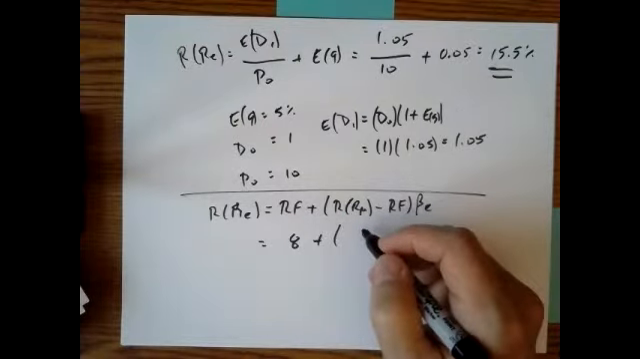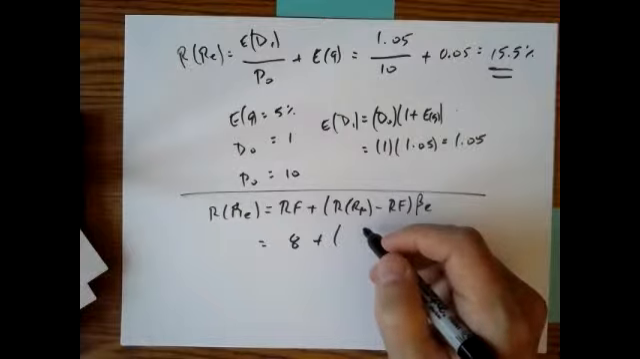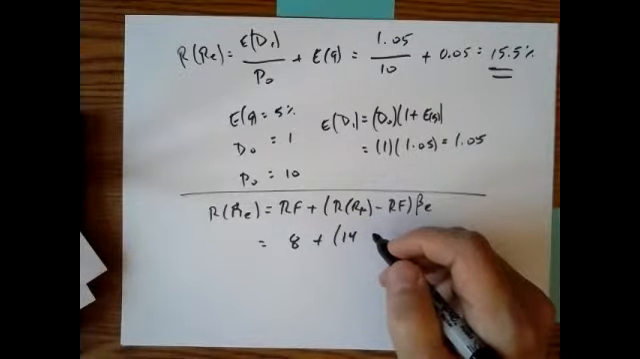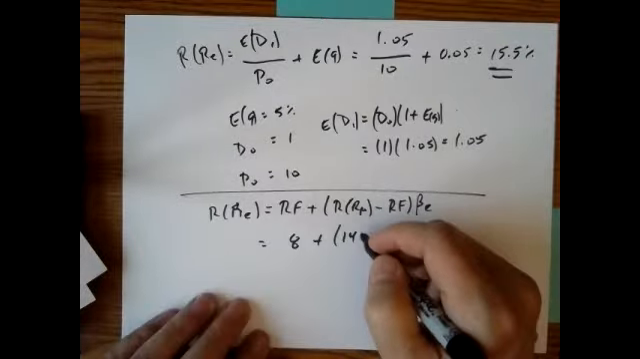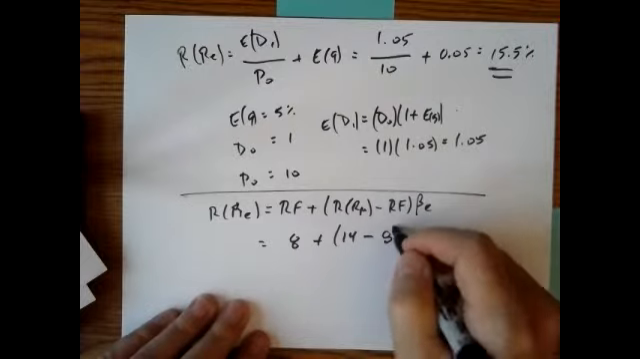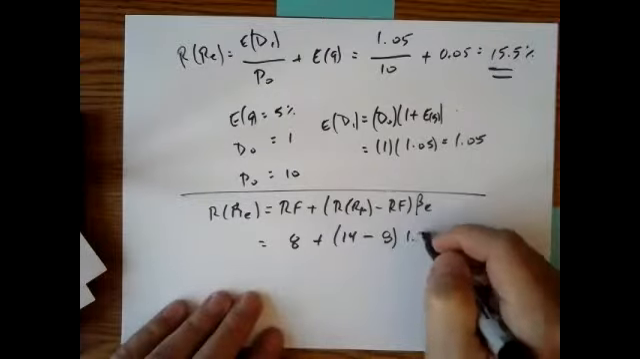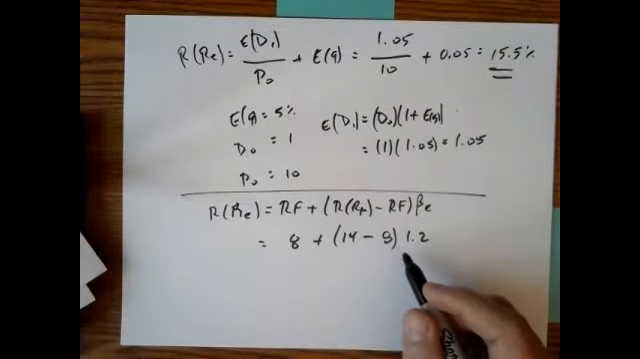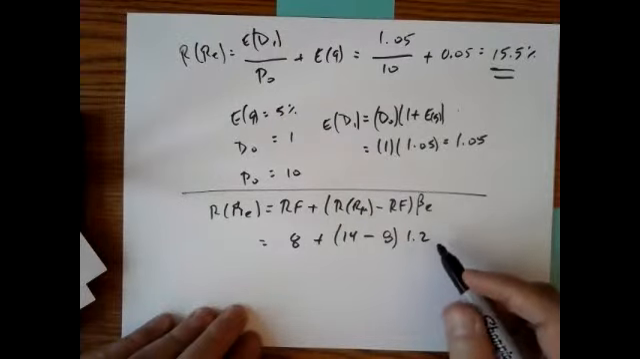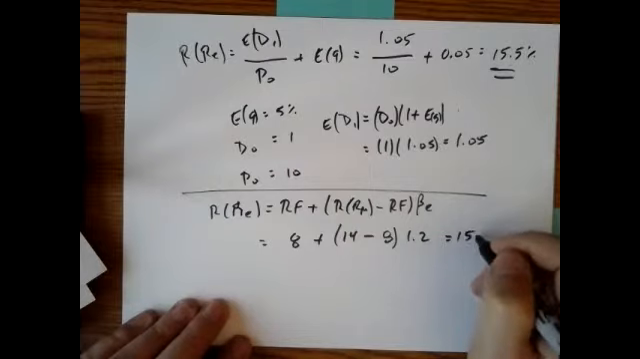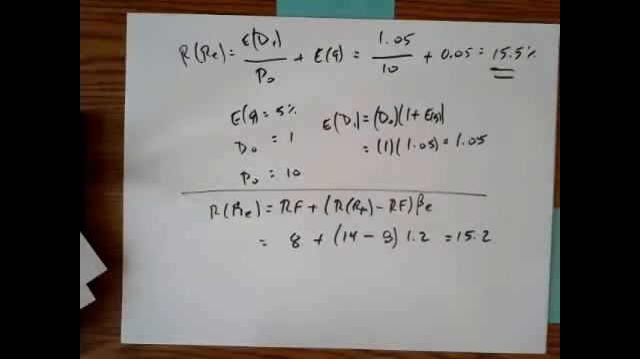The rate of return on the market is 14%. What it says here is, as reported by a large financial services firm, the expected rate of return on the market is 14%. So 14 minus 8 again, and then we're given the beta of the firm is 1.2. So we have 14 minus 8 is 6, times 1.2 is 7.2, plus 8 would be 15.2. So that is our estimate from CAPM.